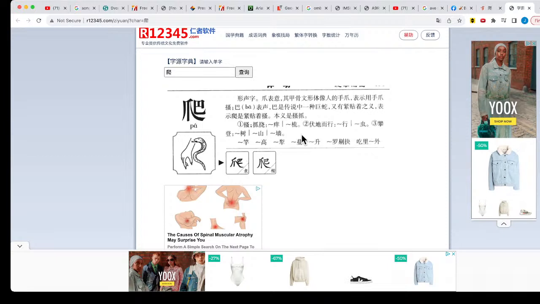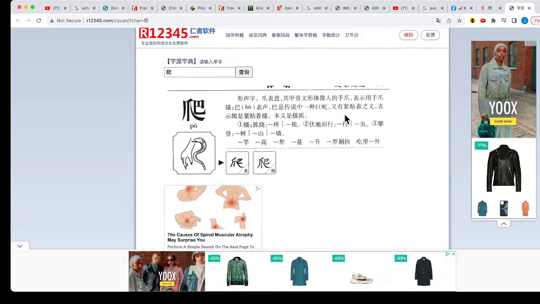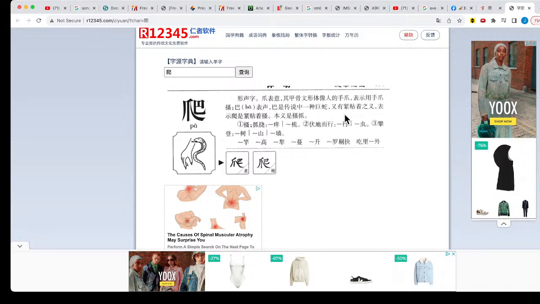So this one, the variation character, the form looks like a person's hand, a person's hand kind of scratching. And then this ba, the character ba we studied not long ago, means a mystic big snake. And snakes crawl on the ground. So they put a crawling hand and a crawling snake together to mean your hands on the ground crawling. That's how the picture is telling you. This is the character part.